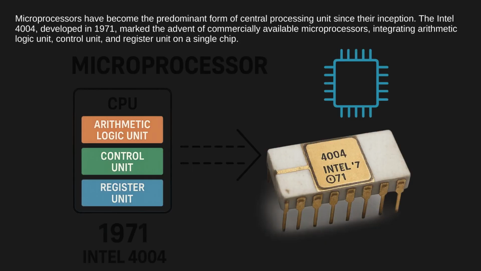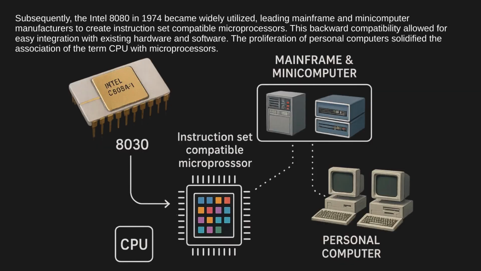Microprocessors have become the predominant form of central processing unit since their inception. The Intel 4004, developed in 1971, marked the advent of commercially available microprocessors integrating arithmetic logic unit, control unit, and register unit on a single chip. Subsequently, the Intel 8080 in 1974 became widely utilized, leading mainframe and mini-computer manufacturers to create instruction set compatible microprocessors. This backward compatibility allowed for easy integration with existing hardware and software. The proliferation of personal computers solidified the association of the term CPU with microprocessors.